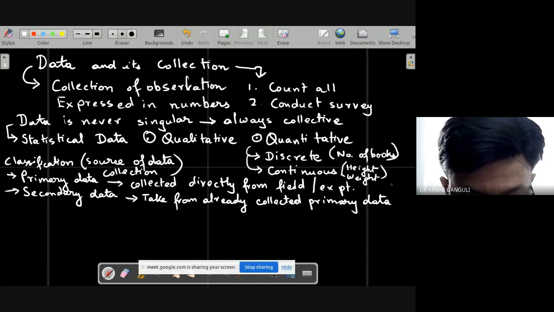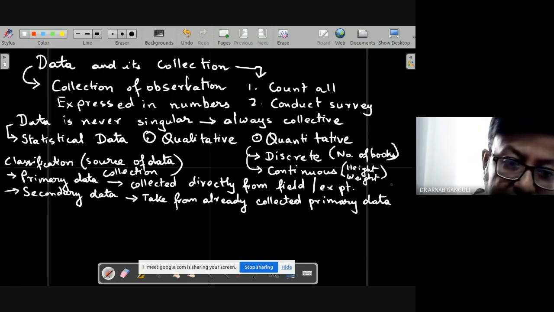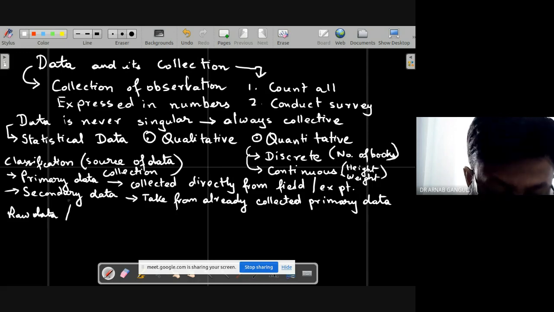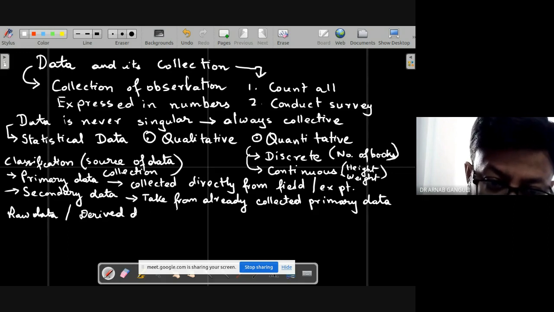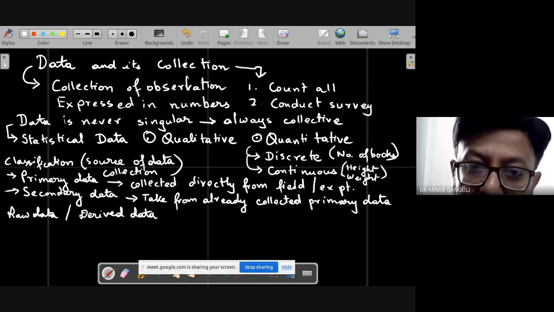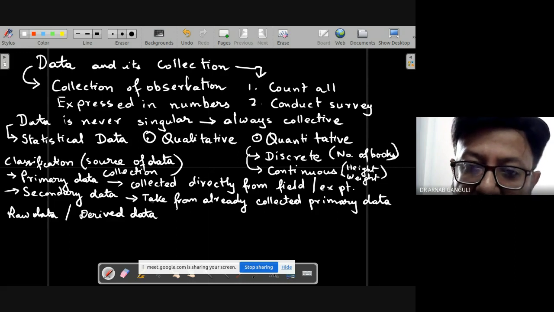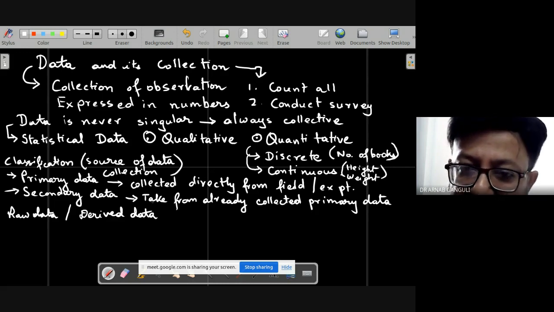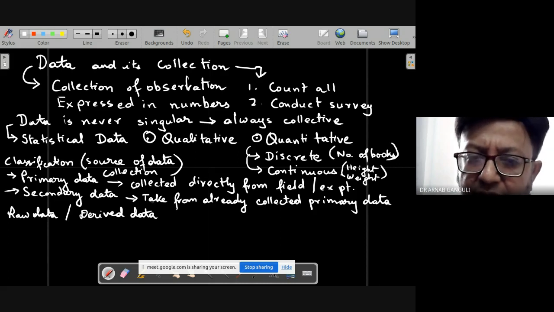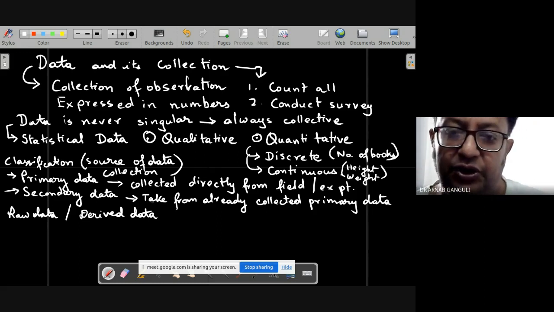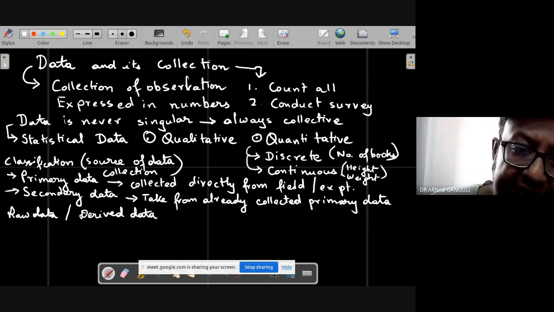Data can also be divided into raw data and derived data. Raw data is not processed. It's unprocessed data, completely raw data from a spectrophotometer: you have just taken a reading, you have not done any calculation. You are just putting the OD value, that is the raw data. But later when you calculate the concentration from the OD, then that becomes derived data. So raw data is unprocessed data.